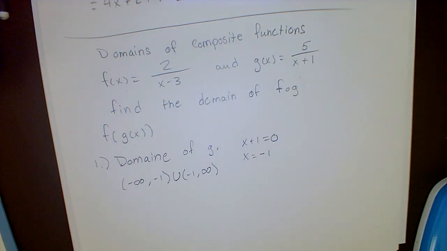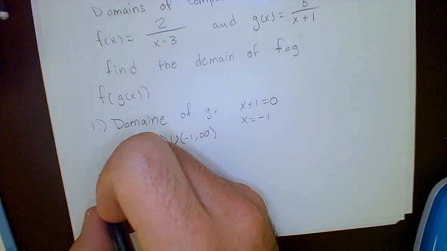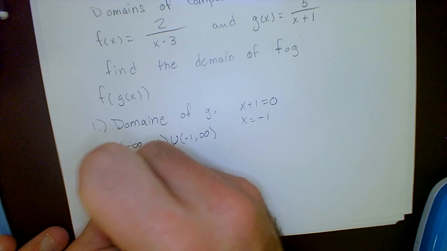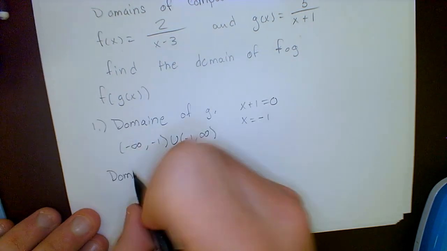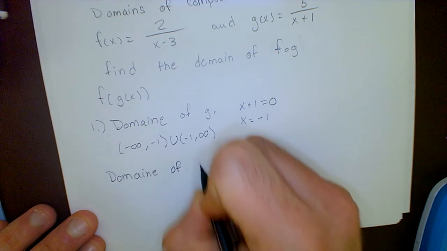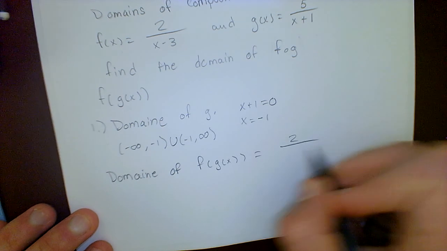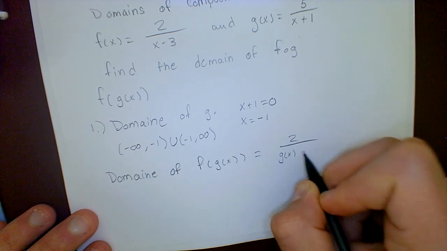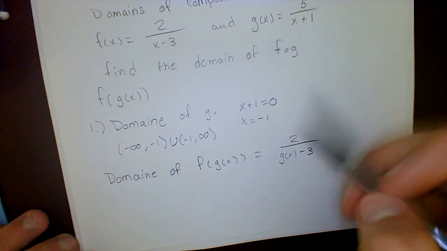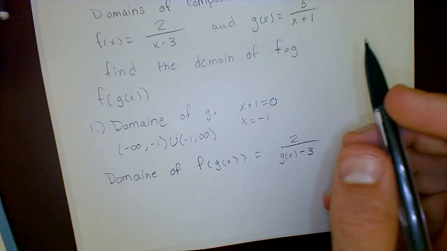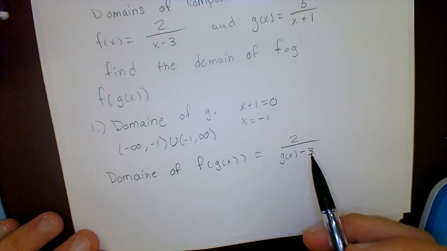Okay, so now let's take a look at the domain of f of g of x. So this is 2 over g of x minus 3. I didn't substitute g of x in here for a reason, just because I didn't want to write a messy fraction divided by a fraction. So the domain of f of g is undefined where we have a division here, so we need to watch out for that division.